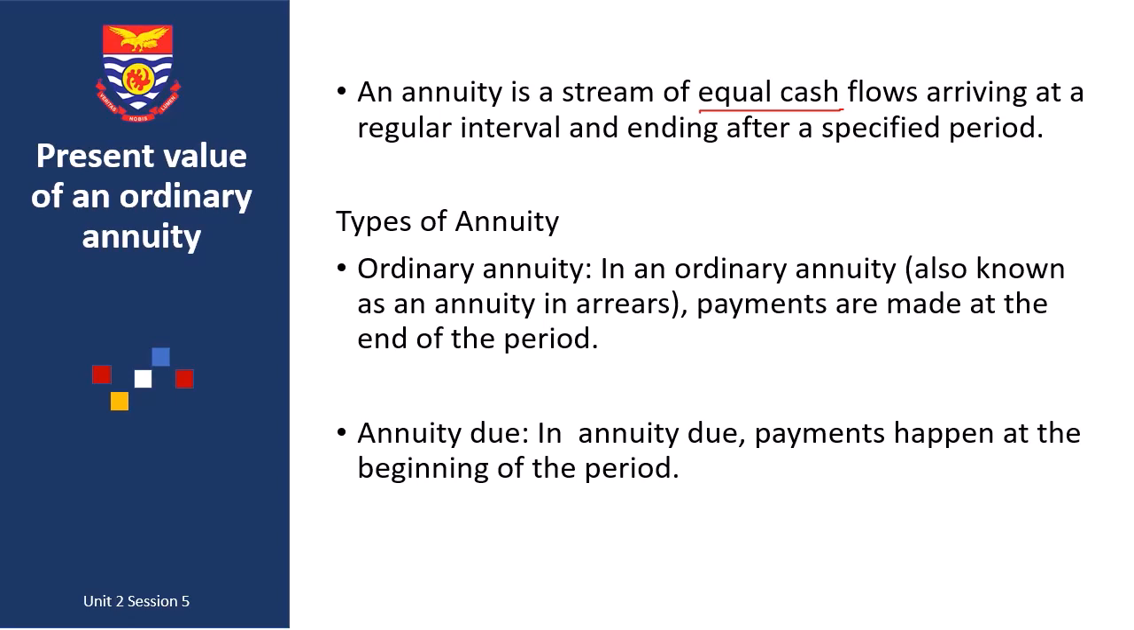So we have two types of annuity. We have ordinary annuity and annuity due. Ordinary annuity is also known as annuity in arrears, so the payments are made at the end of the period. Anytime the payment is made at the end of the period, the annuity is an ordinary annuity. And when it is annuity due, payment happens at the beginning of the period. So we get the difference. Ordinary annuity is for payment at the end of the period. Annuity due, the payment happens at the beginning of the period.